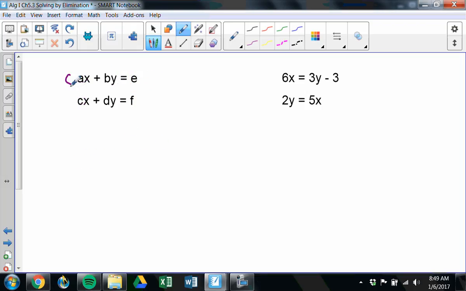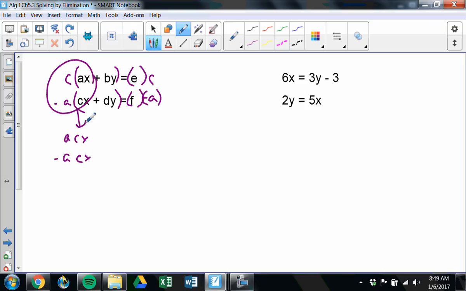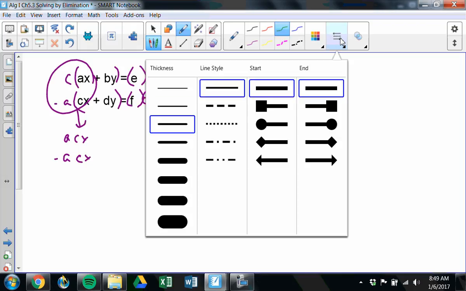I can multiply the top equation by C and the bottom equation by A, and I might have to switch the signs of one of them to make them negative and positive, but that will make it so that I have on top an ACx, and on the bottom a negative ACx, and those will always cancel.